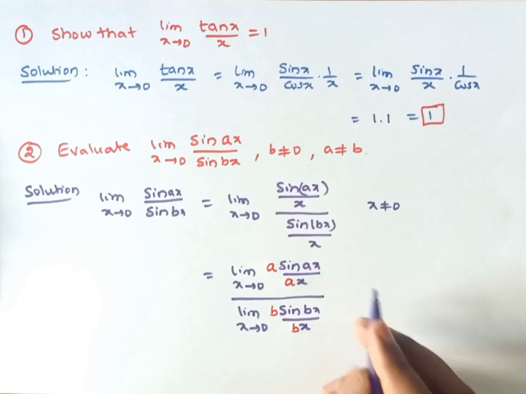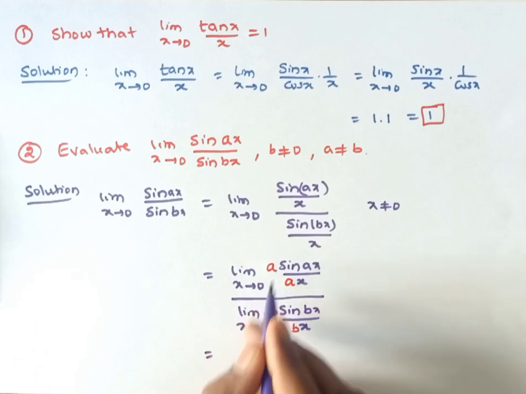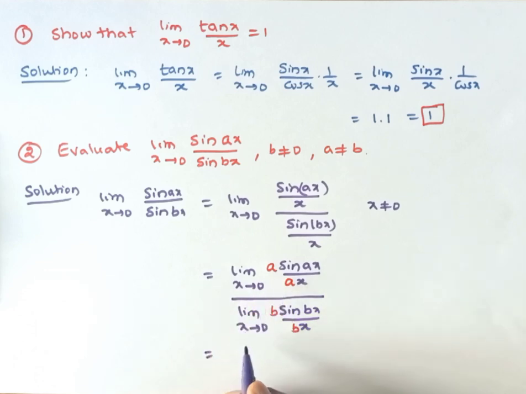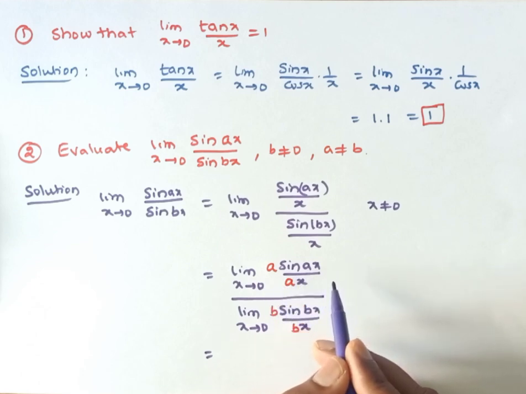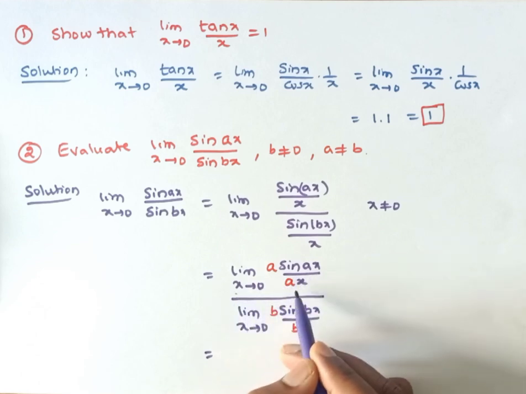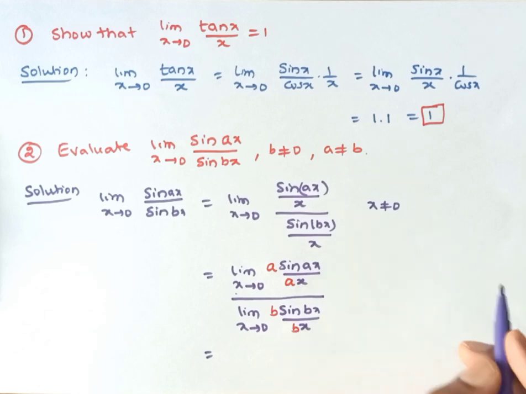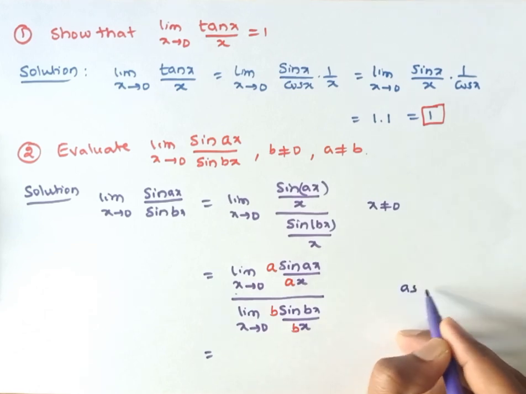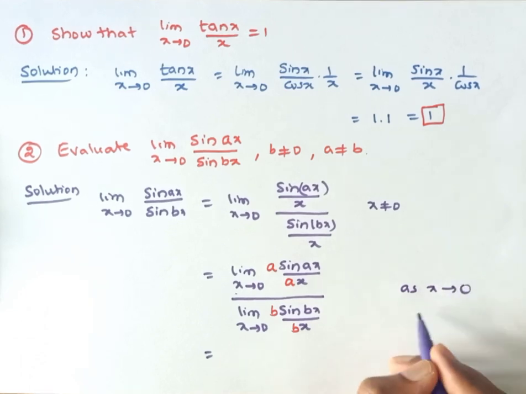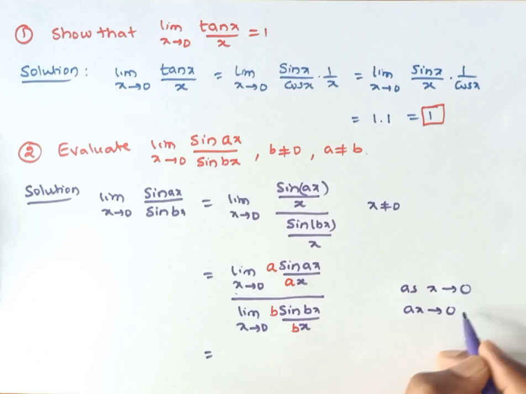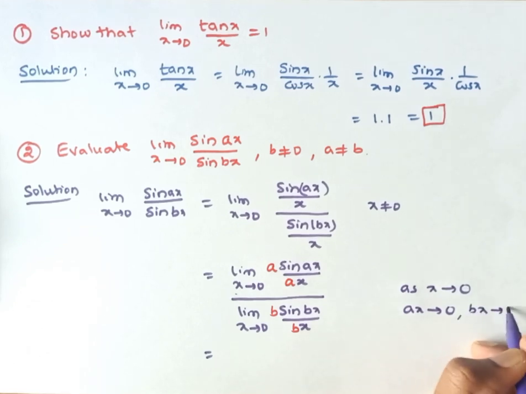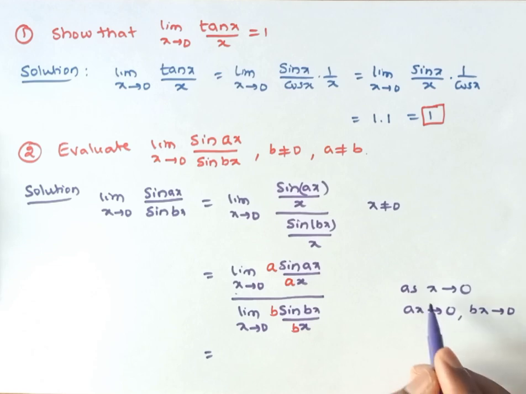So this is the limit as x tends to 0. The formula is sin x by x as x goes to 0, but as x goes to 0, is sin ax by ax equal to 1 or not? So we need to check. Here, as x goes to 0, ax also goes to 0, and in the denominator bx also goes to 0. A and b are any two real numbers. X goes to 0 means ax also approaches 0, and bx also approaches 0.